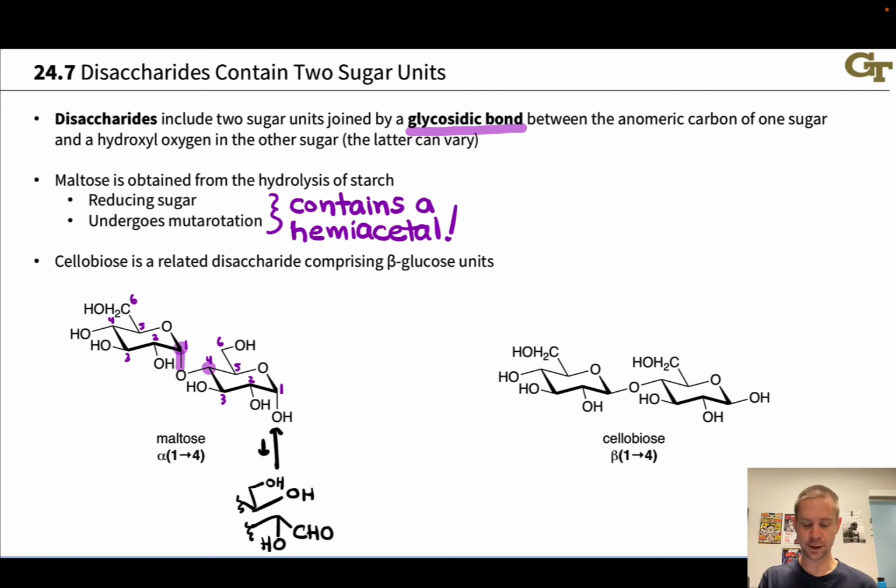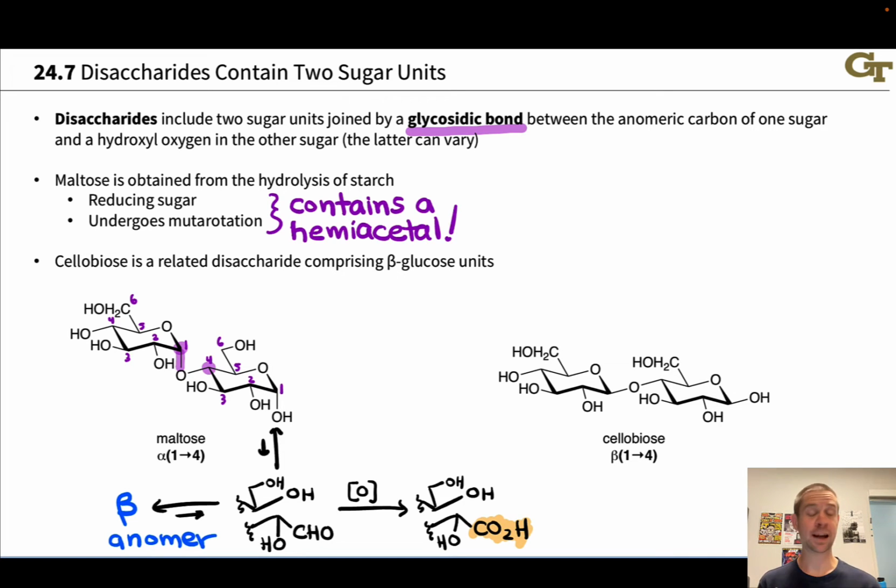This means it can open, and that open acetal, which is now an aldehyde, right, a hydroxyaldehyde, can reclose to form the beta anomer. That's where mutarotation comes into play, and that aldehyde group, which has now been revealed, can be oxidized, and this is what makes maltose a reducing sugar.